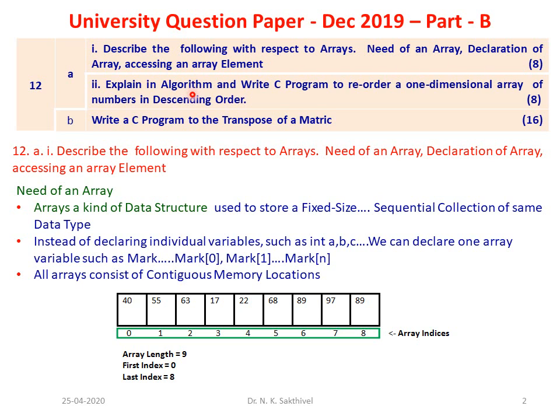And the second question is to explain an algorithm and write a C program to reorder a one-dimensional array of numbers in descending order. So in the second question, for descending order, we need to write the algorithm as well as the C program, which carries 8 marks. So that is 12A. Or the other question, 12B, is write a C program to transpose a matrix, which carries 16 marks. So we will discuss these three questions in this video.